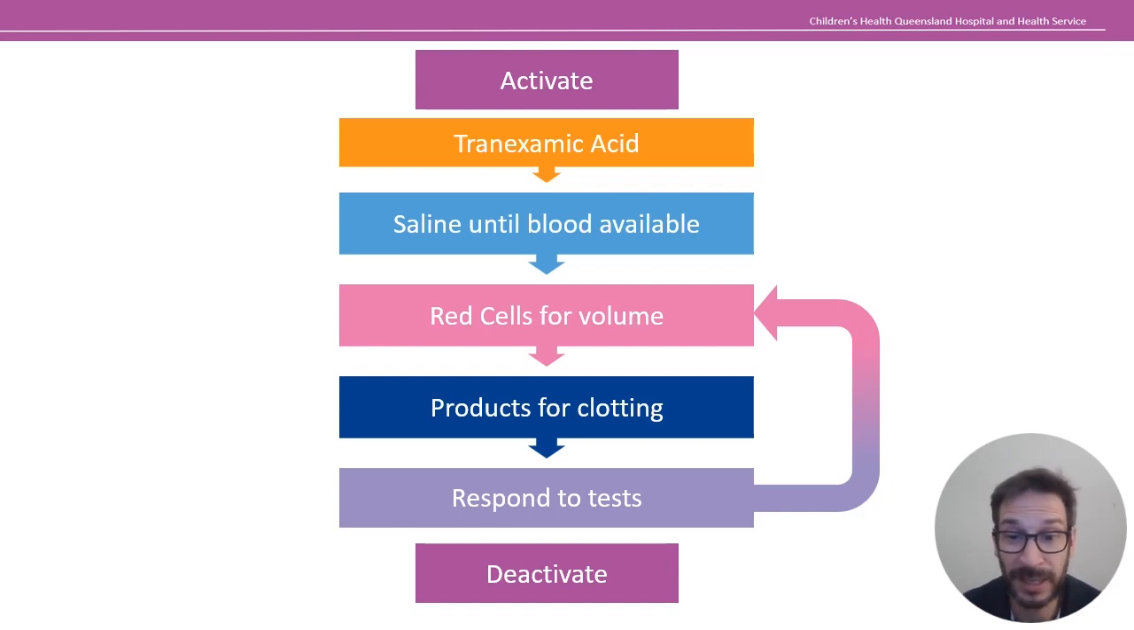The dose of tranexamic acid should be in your algorithm, but it's actually easy to remember because it's just the same dose as paracetamol, which when you're working in pediatrics is one of your most prescribed drugs. So it's 15 milligrams per kilo for both doses.